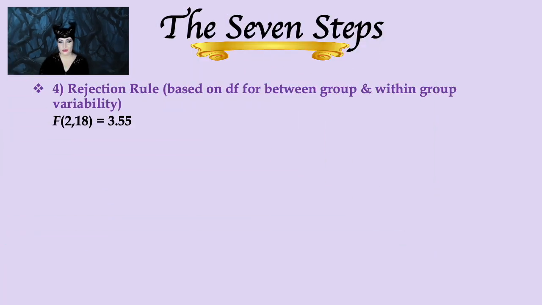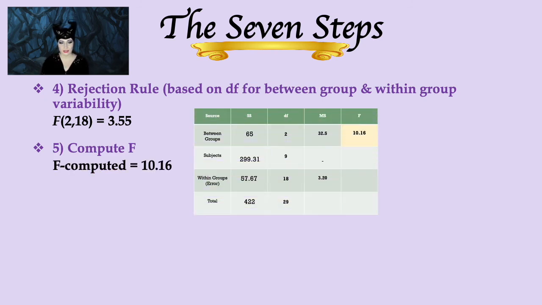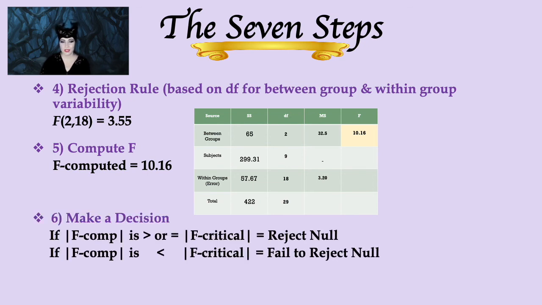Moving along with our 7 steps, now that we've identified our rejection rule, let's go ahead and find our computed value. We just calculated the F computed to be 10.16. Now what we need to do is compare our computed value of 10.16 to our critical value of 3.55. 10.16 seems significantly larger than 3.55, so our decision will be to reject the null.